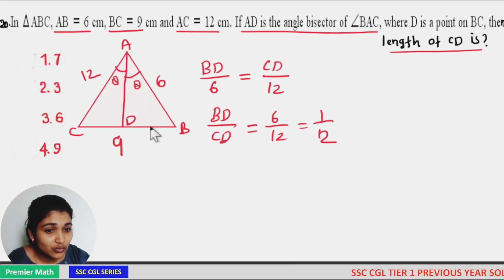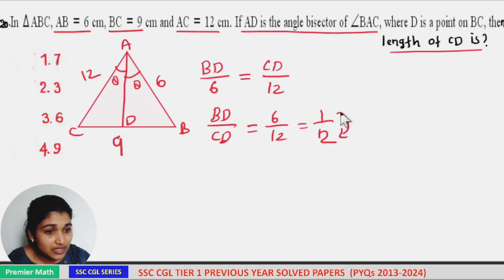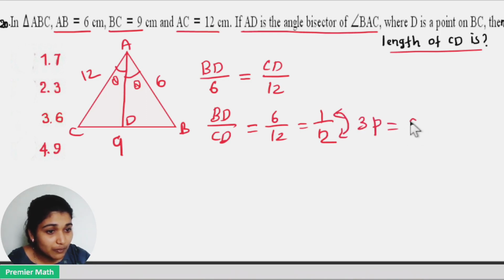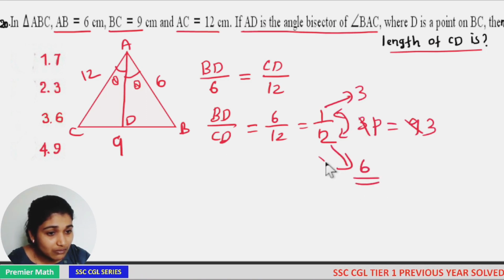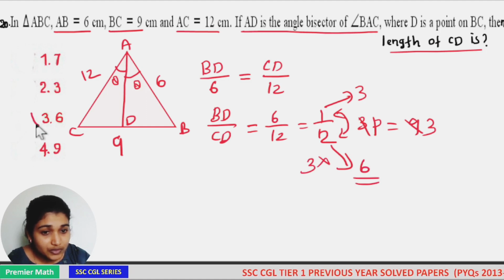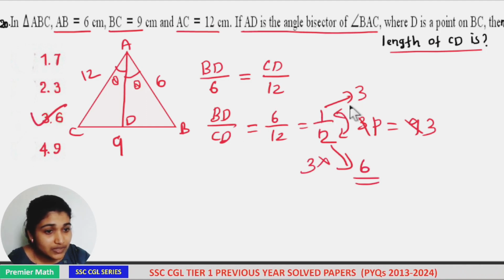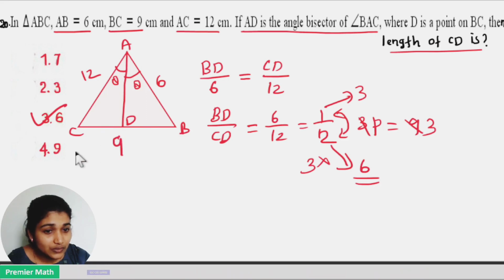Now we already know BD plus CD is equal to 9. In ratio, BD plus CD is 1 plus 2, 3 parts. So 3 part is 9 means 1 part is equal to 3. So 1 part is 3 means here CD is equal to 2 part, which is equal to 2 into 3, 6 centimeter. So option 3 is your answer. BD is 3 centimeter, CD is equal to 6 centimeter.